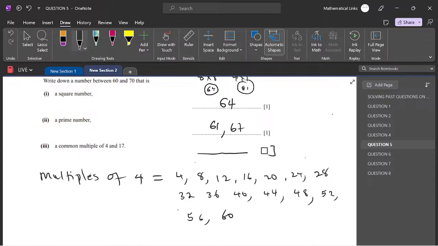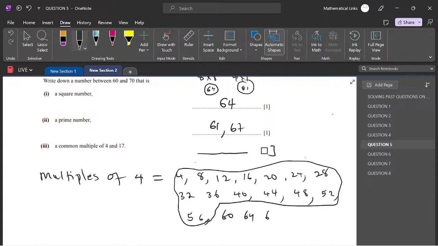Okay, so that is between 60 and 70. So that means your answer can never be in any of the previous ones because they are out of the boundary. So your answer will be from 60 and above now. You have 64, you have 68. So that means your answer will be between these three. Okay, so let's try to get multiples of 17 now.